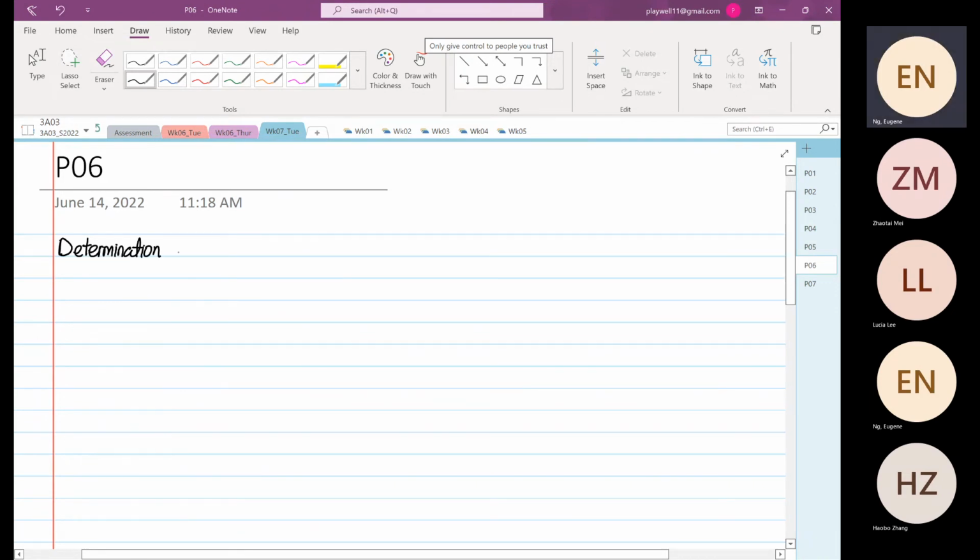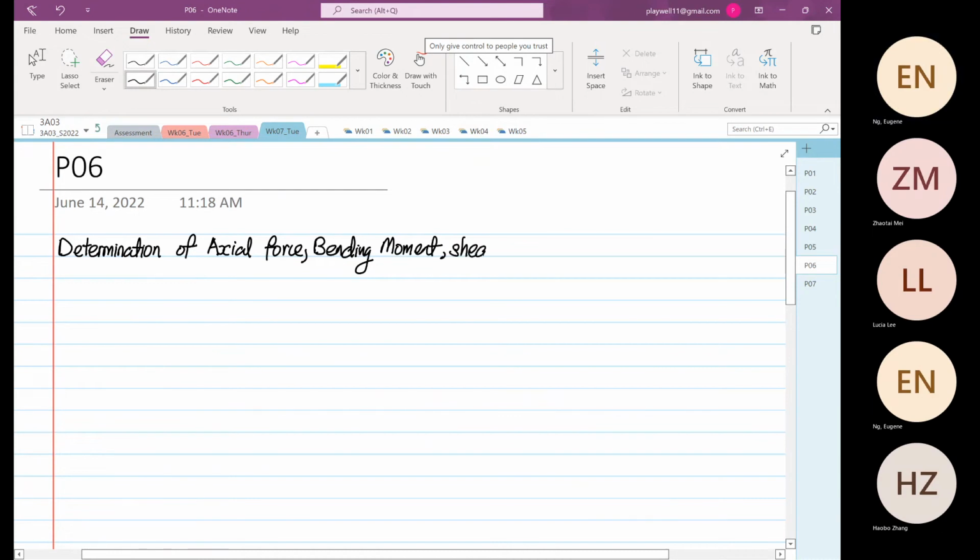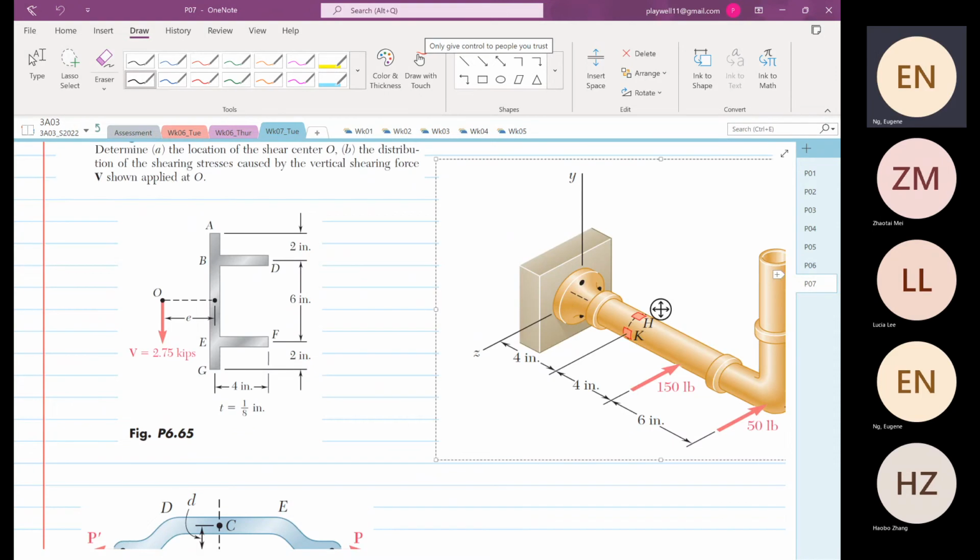Okay, determination of axial force, bending moment, shearing force, and torque. Okay, so we're going to look into this example.